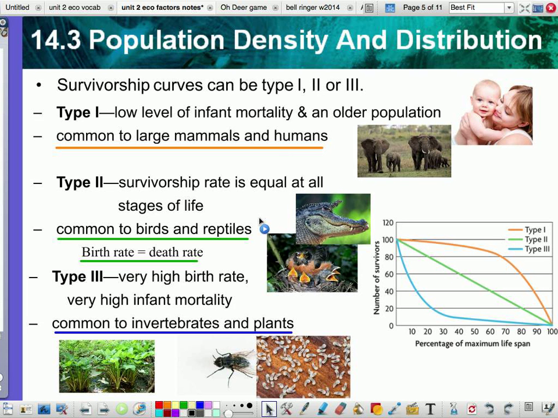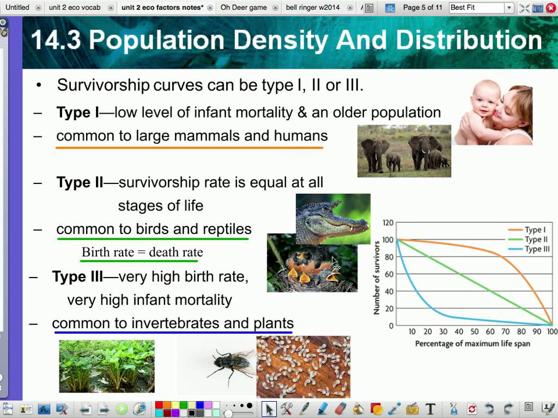Type 2 are organisms where, basically, for every birth there's a death. So they have equal rates. If there's that direct relationship, you would expect a straight line, which you do get. Okay, and organisms in this category are like your alligators and your birds. So it's your reptiles and your birds and so forth.